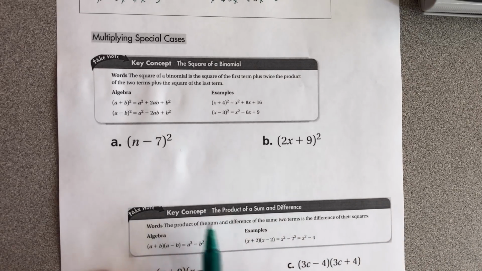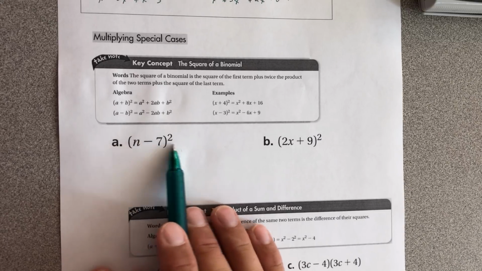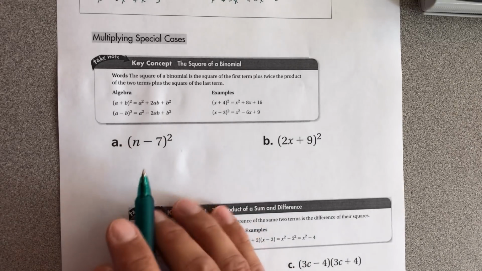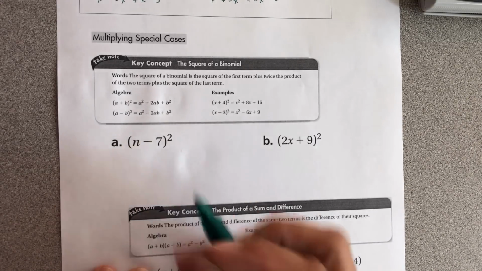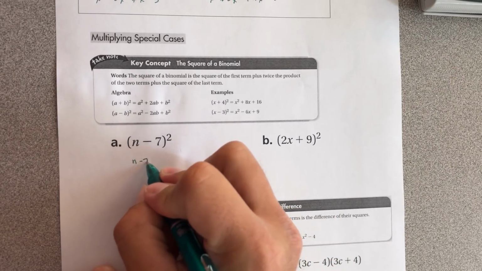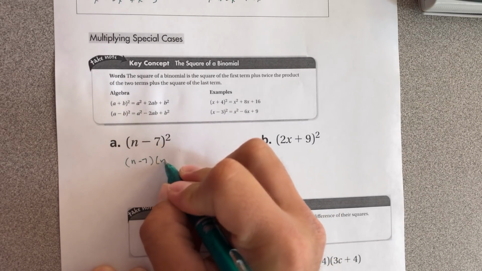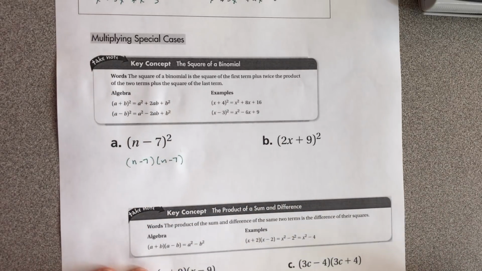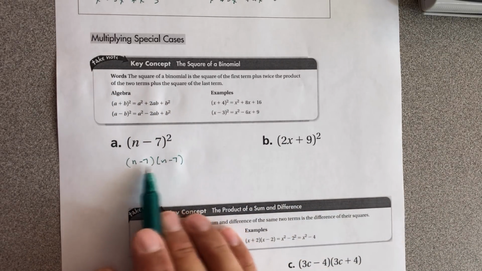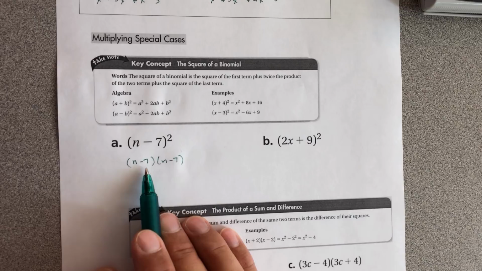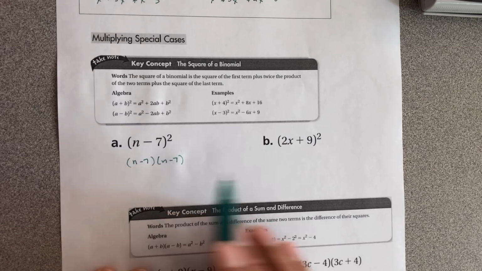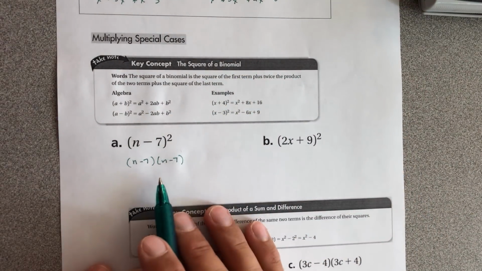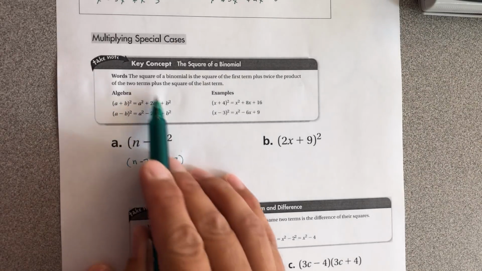And one of the shortcuts we can take is if both of my sets of parentheses are the same. So n minus 7 squared means n minus 7 multiplied by n minus 7. Now, if both of my parentheses are exactly the same, there's a little bit of a shortcut. We don't have to go through making a table. We don't have to go through FOIL. It gives us the shortcut right here.